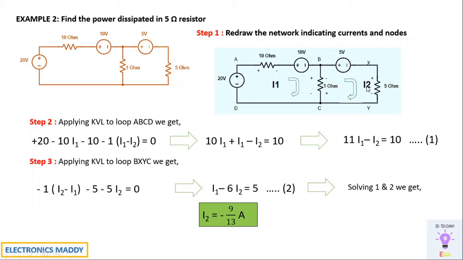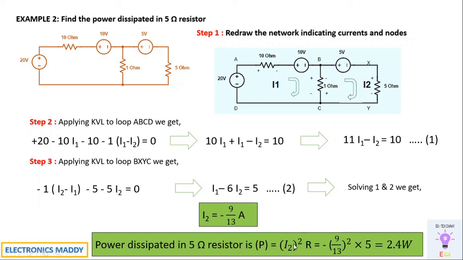So how will we find it? According to our formula, P is equal to I square R. We will use I2 square for the current, and R is the resistive value, which is 5 ohms as they've asked us, so we substitute 5. You will get 2.4 watts. So this is our answer: the power dissipated in the 5 ohm resistor is 2.4 watts.